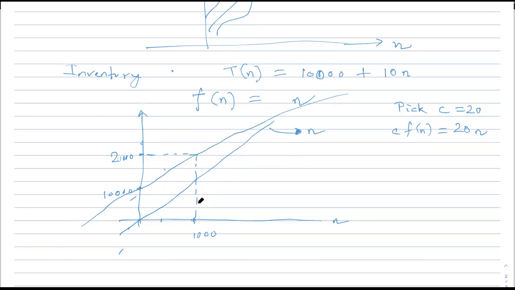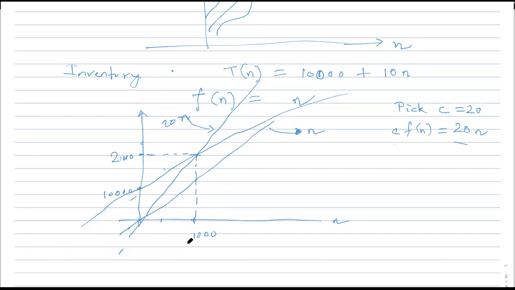So when the value of n is 1000, what is the value of c of f of n? It's going to be 20,000, right? So therefore, this guy cuts through here. So this is your 20 times n plot. Okay, is that clear?